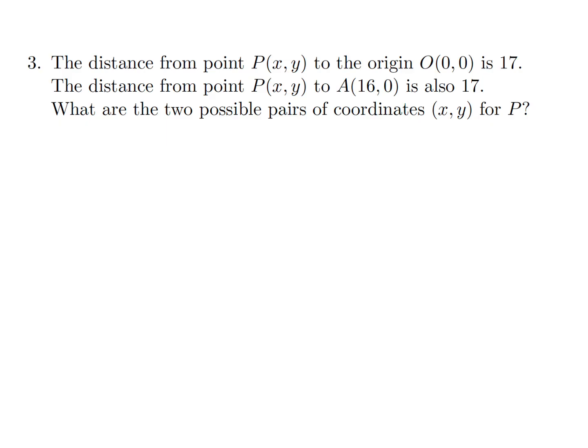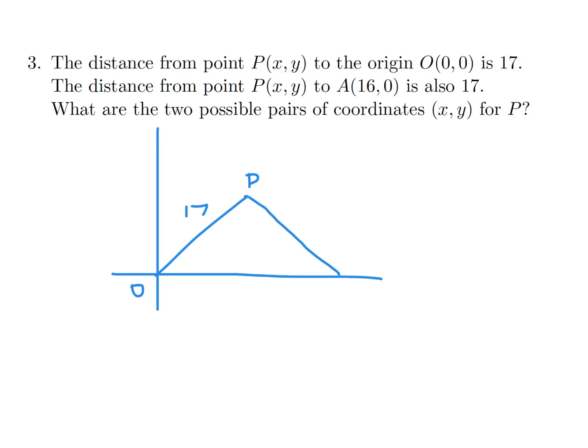The distance from point P to O is 17. The distance from point P to A is also 17. What are the two possible pairs of coordinates x, y for P? Let's draw a little coordinate grid. So we've got O to P, and they're saying that's 17. And then we also have P down to A is also 17. Okay, and A is given as 16, 0.